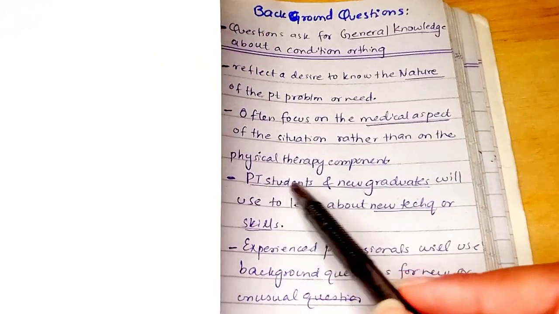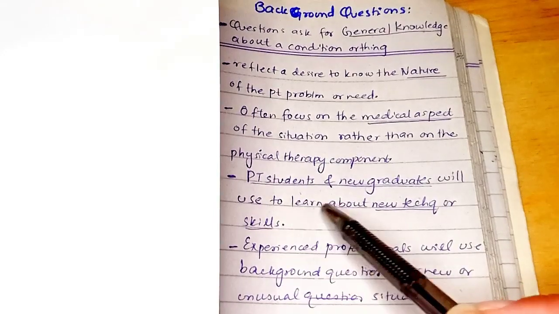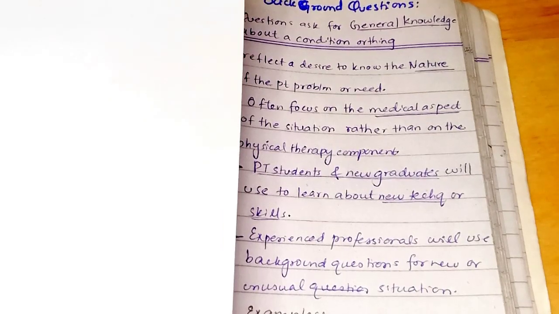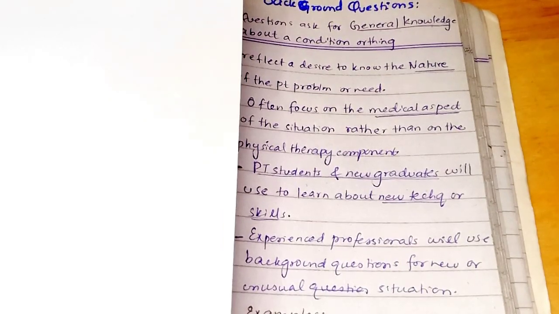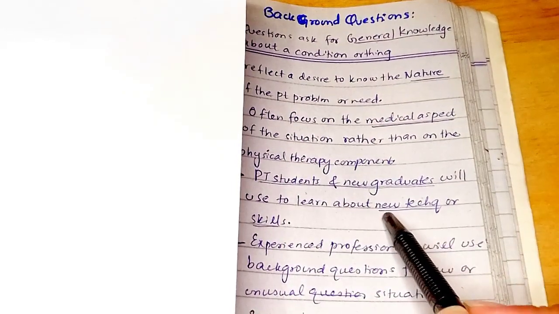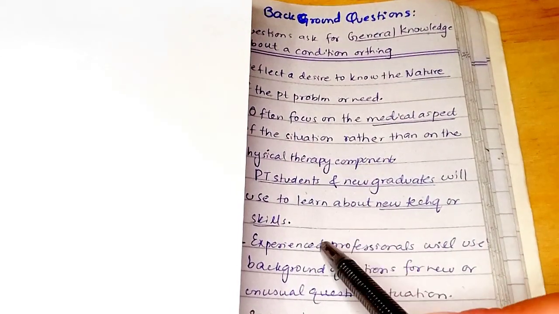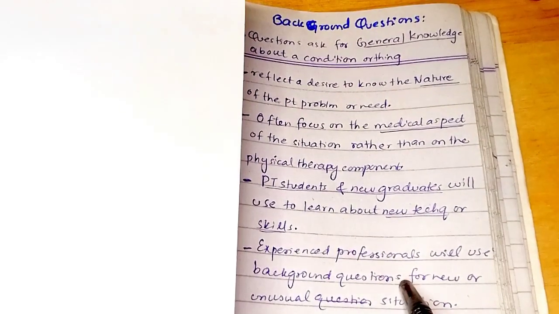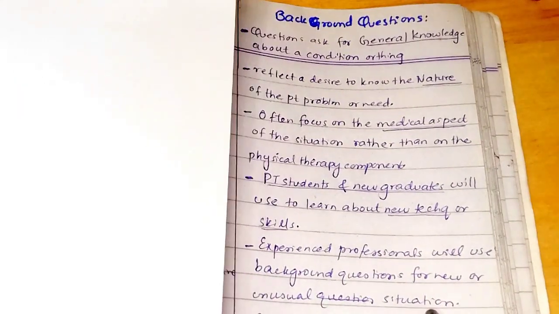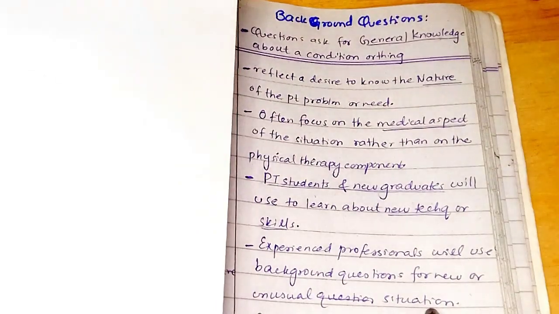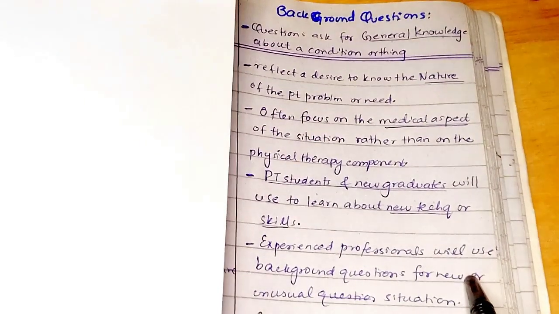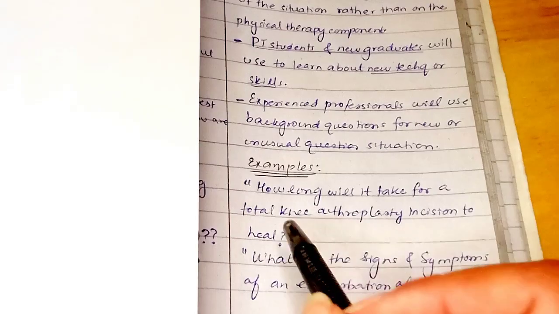Now, the next point is that physical therapy students and new graduates will use them to learn about new techniques or skills. It means that these types of questions are asked by professionals as well as by non-professionals. Students or new graduates can ask them to learn about new techniques or skills, and experienced professionals can also use them. They will use background questions for new or unusual situations, because if there is a new or unusual situation, the experienced professional wouldn't know about it. So for general knowledge of the new condition, he would ask related background questions.